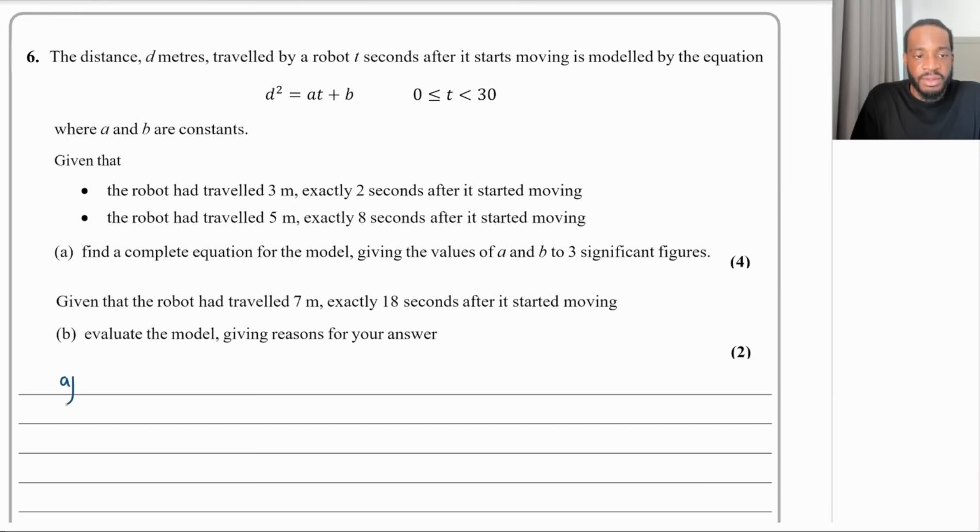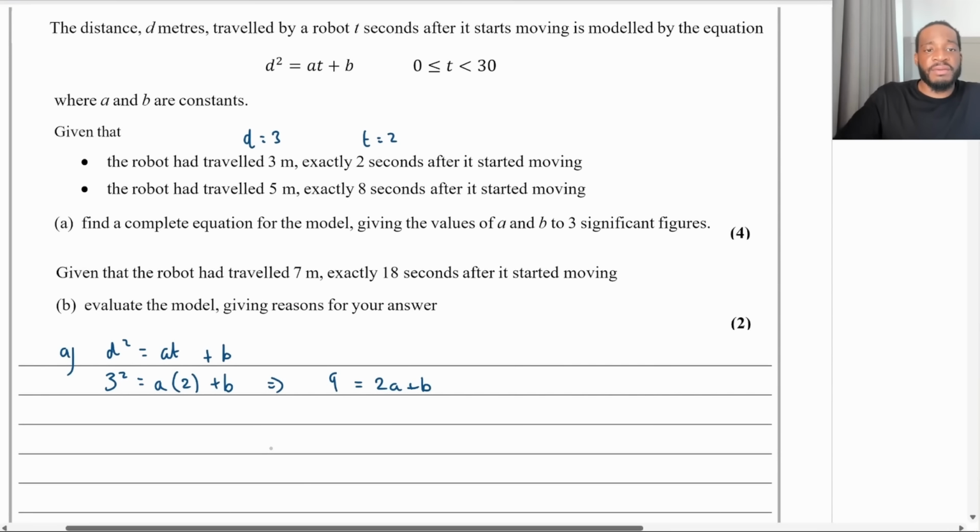So part A, this sentence is telling us the robot traveled 3 meters. Distance is d, so d equals 3 when t is equal to 2. Okay, so using d squared is equal to at plus b and plugging in those values, it's going to be 3 squared equals a lots of t, which is 2, plus b. So therefore, I have 9 is equal to 2a plus b. Okay, so that's my first equation.